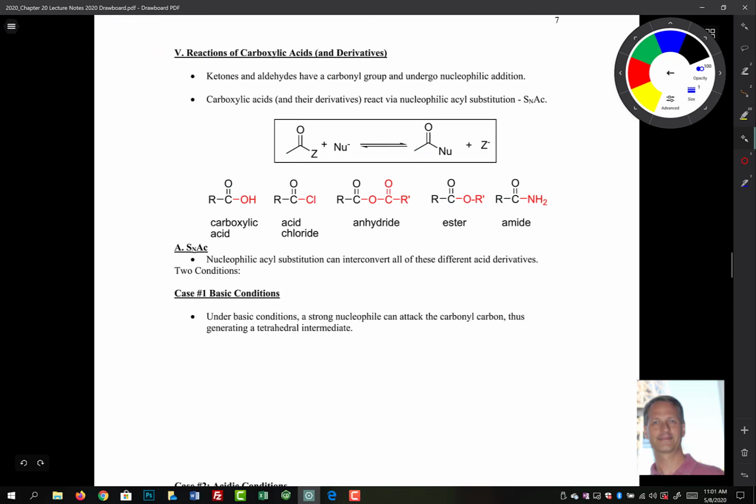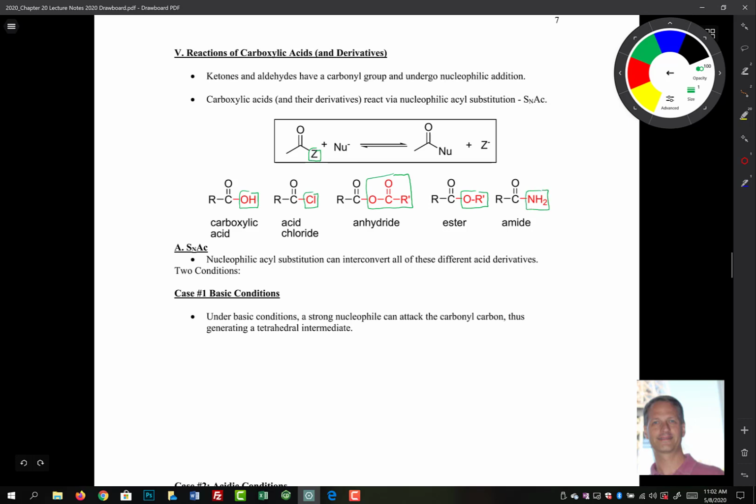Now in this next section, we're going to look at reactions of carboxylic acids and start to look at some of the derivatives here too. Now, there's going to be a pattern here. So we're going to have this Z group here, and that Z group can be all sorts of different things. So here's a carboxylic acid. That would be an acid chloride. A larger group here would be an anhydride, an ester, and an amide.